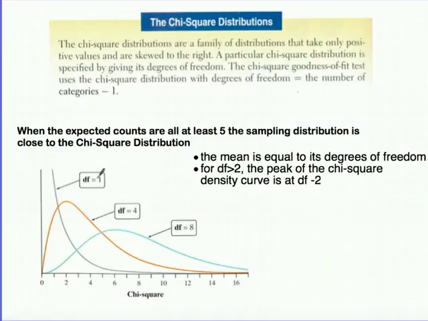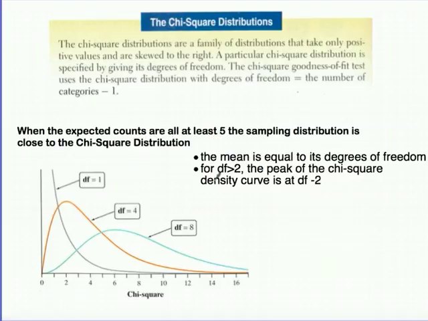Chi-square distributions are a family of distributions that take only positive values and are skewed to the right. A particular chi-square distribution is specified by giving its degrees of freedom. The chi-square goodness of fit test uses the chi-square distribution with degrees of freedom equal to the number of categories minus 1. When the expected counts are all at least 5, the sampling distribution is close to the chi-square distribution.